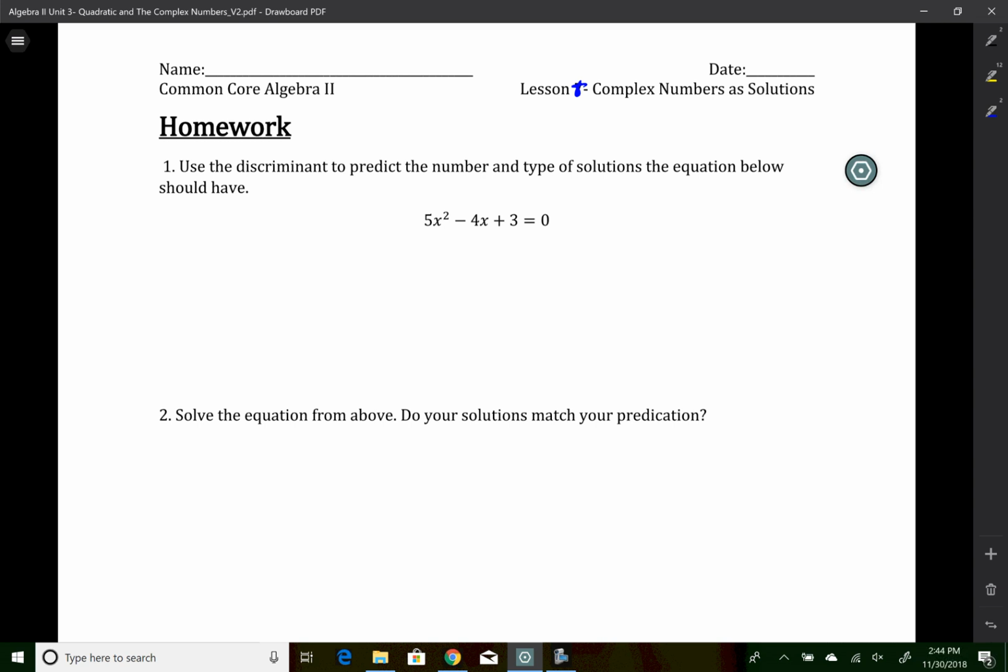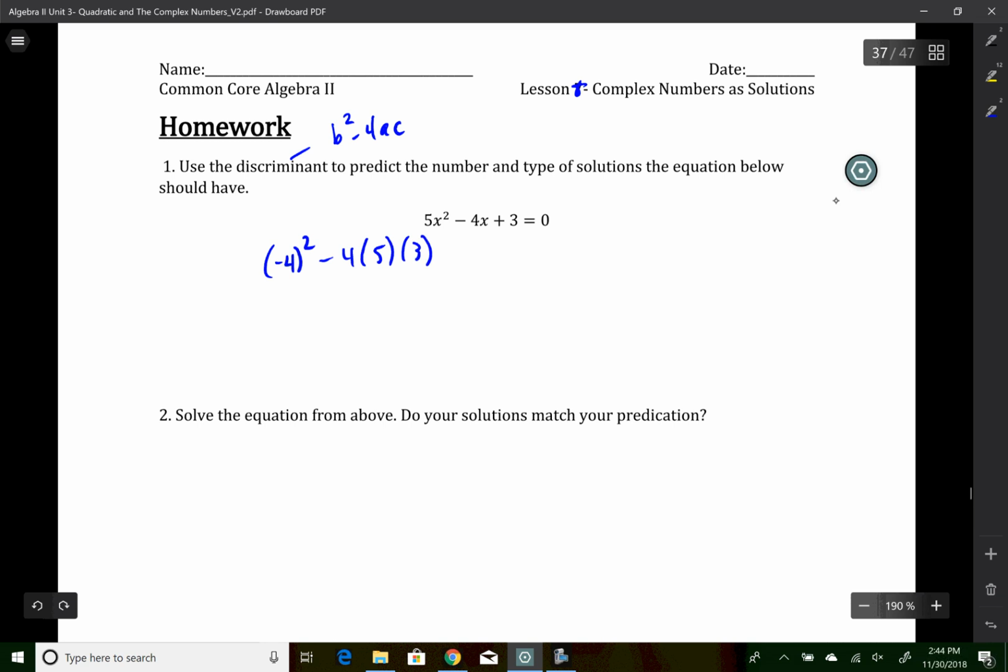So for the first question, it says use the discriminant to predict the number of solutions you have. So you could graph this and figure it out, but let's use the discriminant instead this time, just seeing that there is a different way of doing it. So remember, the discriminant is b squared minus 4ac. So I have negative 4 squared minus 4 times 5 times 3. If I type that into my calculator, remember when you square a negative, it becomes a positive number. So I have 16 minus 60, so I have negative 44.